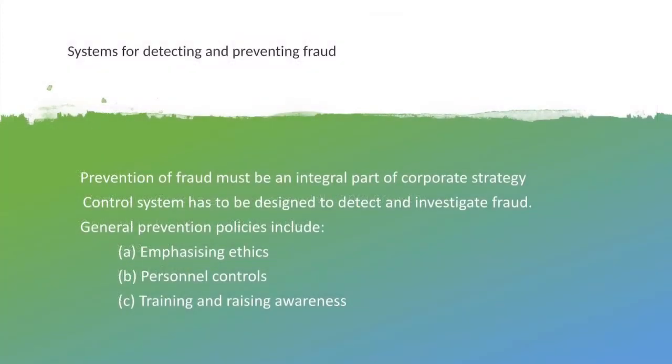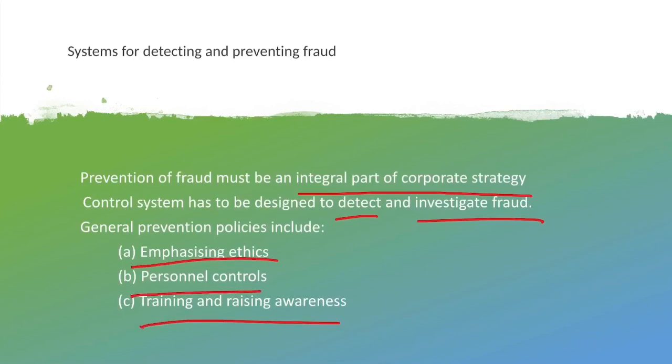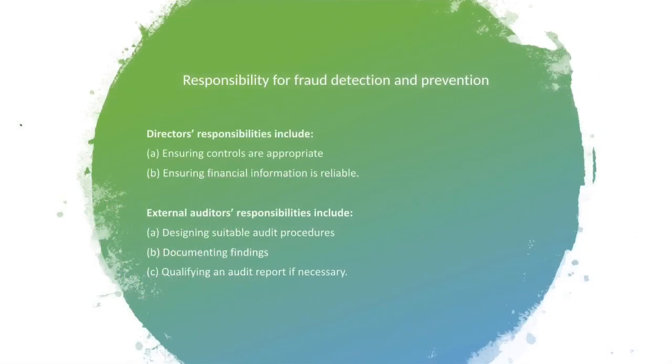So systems for detecting and preventing fraud is very integral part of a corporate strategy, and control system has to be designed to detect and investigate fraud. Okay, so general prevention policies include emphasizing ethics, personal controls, and training and raising awareness. So responsibility for fraud detection and prevention, you can see that it is the director's responsibility, okay, to ensure that controls are appropriate, ensuring financial information is reliable, and it's the external auditor's responsibility to design suitable audit procedures, document it, and qualifying an audit report if necessary.